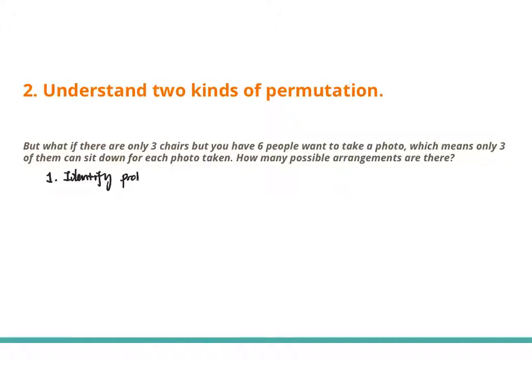Identify the problem type. So now we have 6 people and we have 3 chairs. So it's kind of similar to the problem that we solved before, if we contrast them together. The old problem is that we have 6 people and we have 6 chairs. So in that problem, we used the multiplication principle.